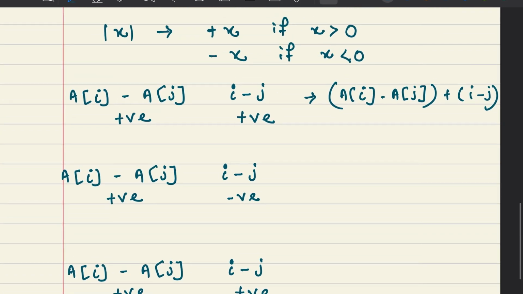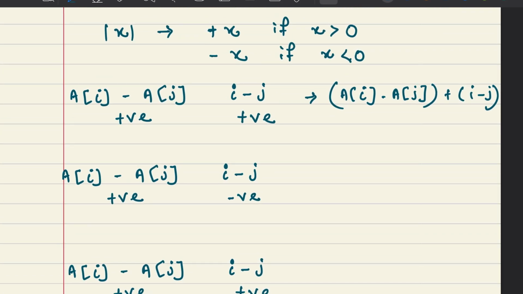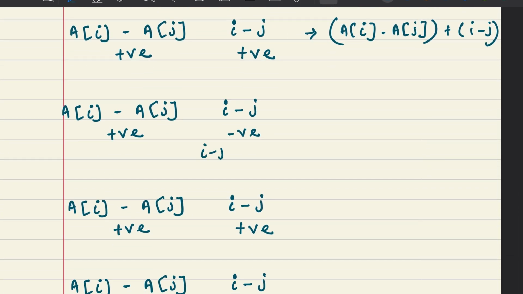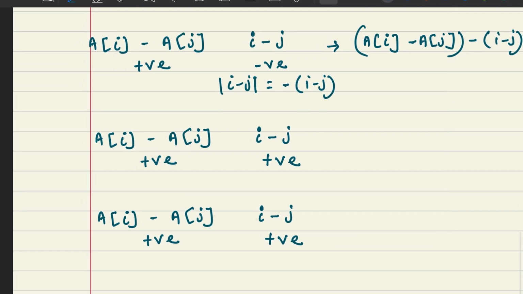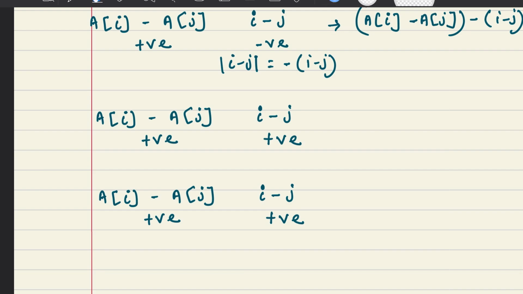So what will happen to the absolute of I minus j? The absolute of I minus j will be minus (I minus j). So this expression will become a of I minus a of j minus (I minus j).